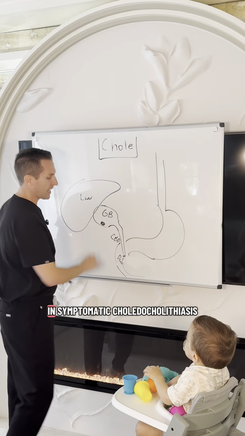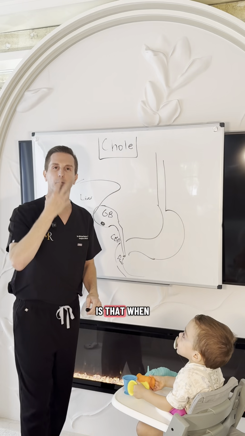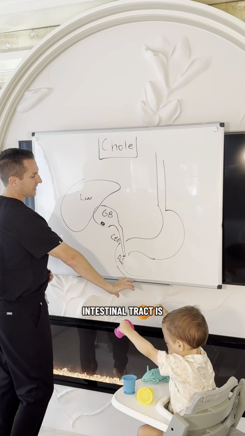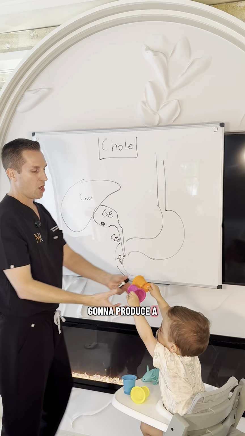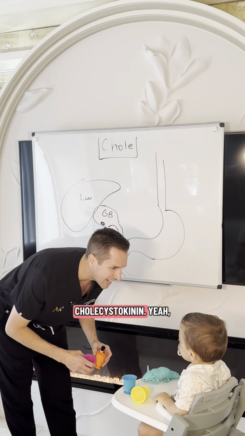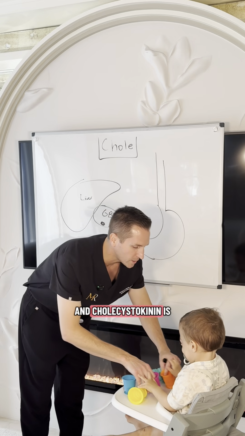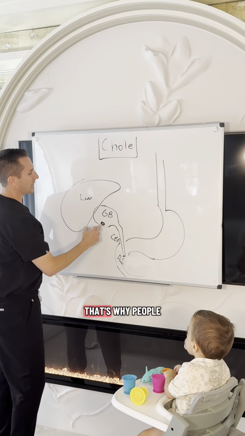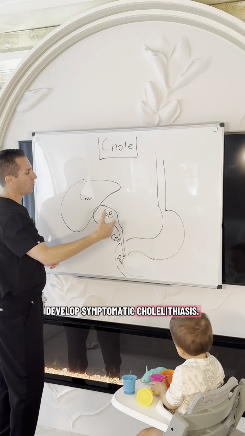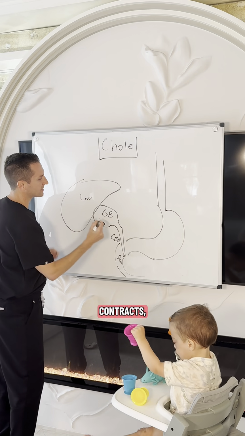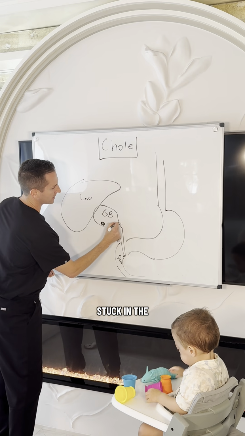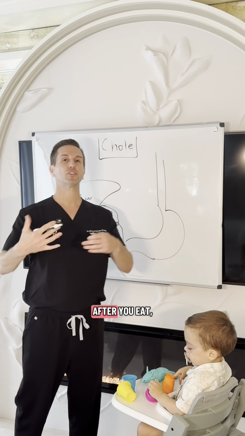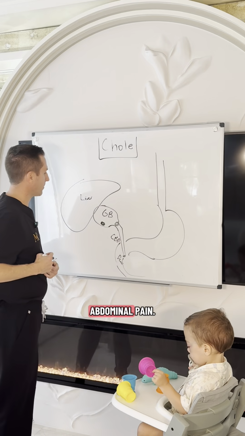And what happens in symptomatic cholelithiasis is that when we eat a fatty or greasy meal, our stomach and intestinal tract is going to produce a hormone called cholecystokinin. And cholecystokinin is going to cause the gallbladder to contract. That's why people develop symptomatic cholelithiasis, because when this contracts, one of these stones can get stuck in the neck of the gallbladder, and that could cause postprandial, or after you eat, right upper quadrant abdominal pain.